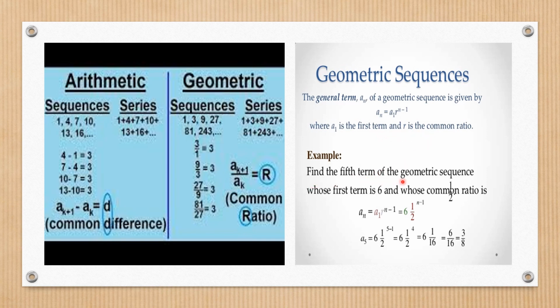Find the fifth term of a GP whose first term is 6 and whose common ratio is 1 by 2. The power of r is always 1 less than n. So the formula for a5 will be a1 is 6, that is a r raised to power 4, 5 minus 1. So a here is 6 and r is half raised to power 4, that is 6 into 1 by 16, and it will give you 3 by 8 as the answer.